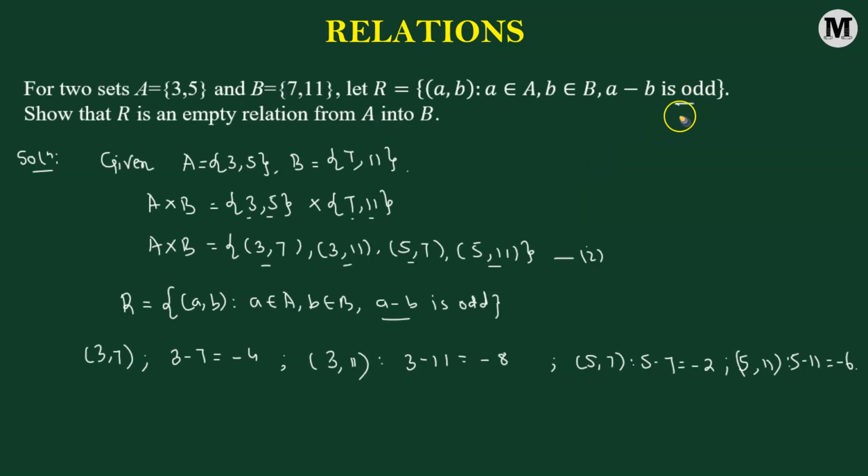However, they are asking us to form a relation R. Here R must be a subset of the Cartesian product of A and B. That is how we define the relation R. But what we're getting here is that none of them are odd integers. All of them are even integers. This simply means that R is actually an empty relation. There is no element in the set R, which is a subset of the Cartesian product of A and B. So R must be an empty relation from A into B.